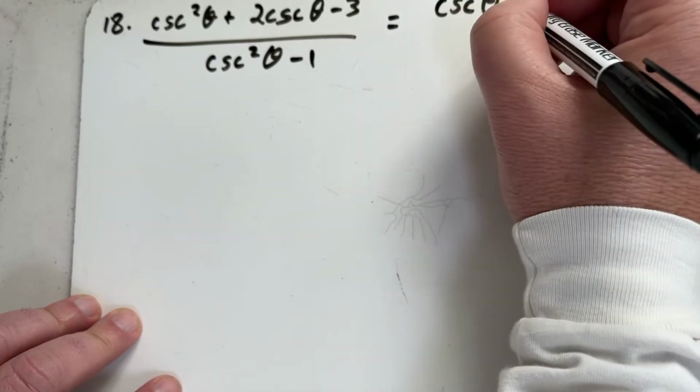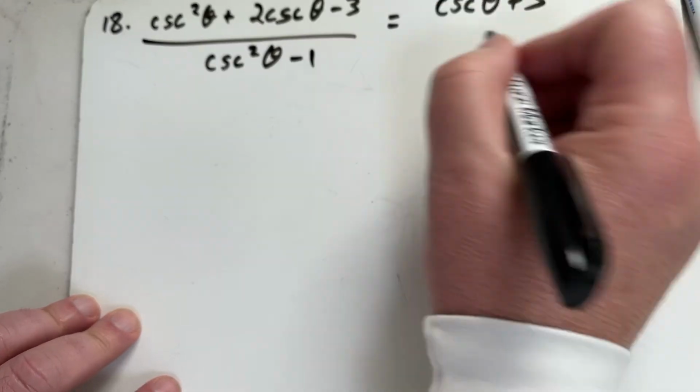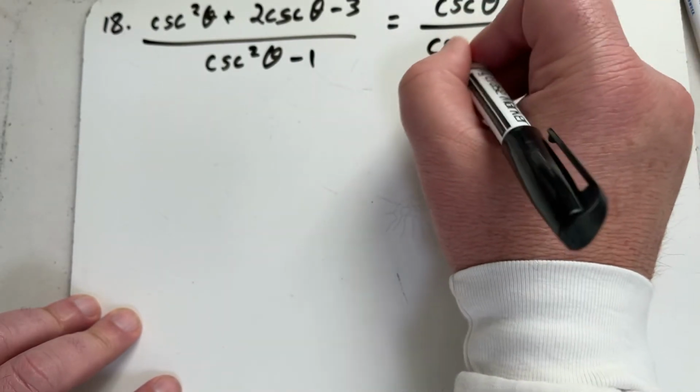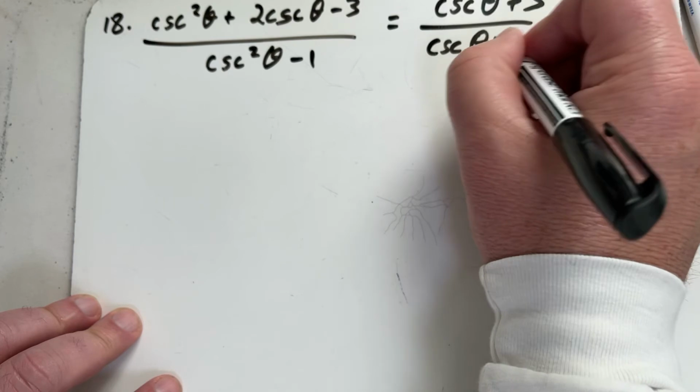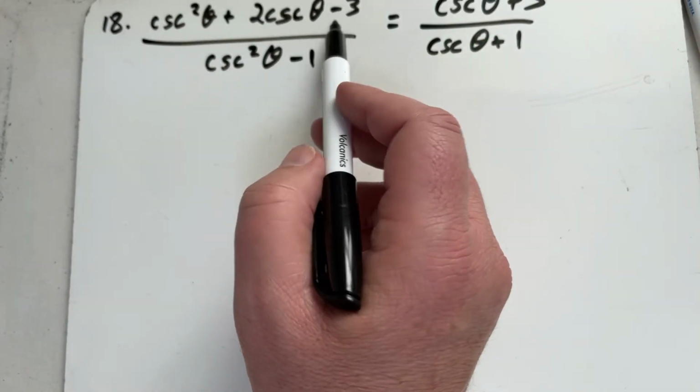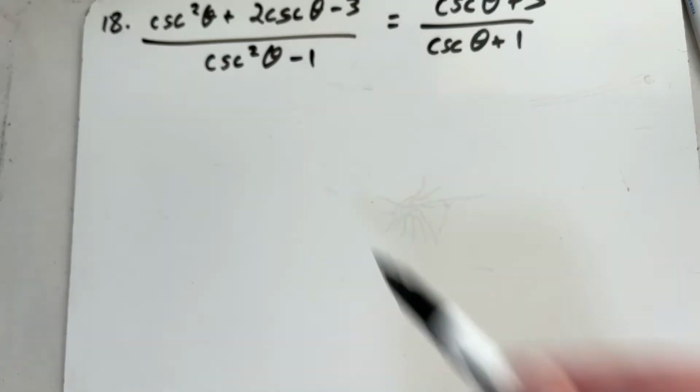Remember years and years ago when I first started teaching this stuff, I came across this type of problem and it stumped me for a minute. What do we do? What do we do? Because this is kind of weird, right? We have a squared and then just a regular cosecant.